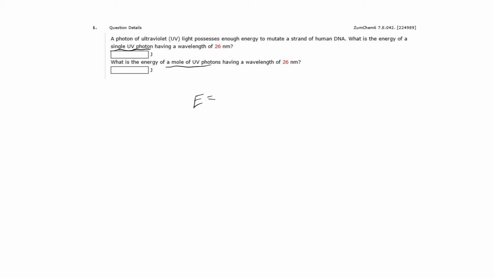To figure this one out, we use the combination of Planck's constant and wavelength equals velocity times frequency. So Planck's constant h is 6.63 times 10 to the negative 34th. As the speed of light is a constant in a vacuum, it's 3 times 10 to the 8th meters per second. And then wavelength, they gave it to us as 26 nanometers. Now nano is a prefix that means 10 to the negative 9th. So in this case it's 26 times 10 to the negative 9th.